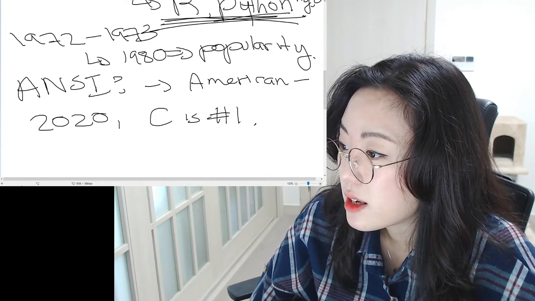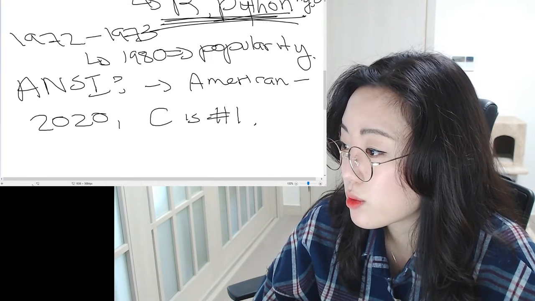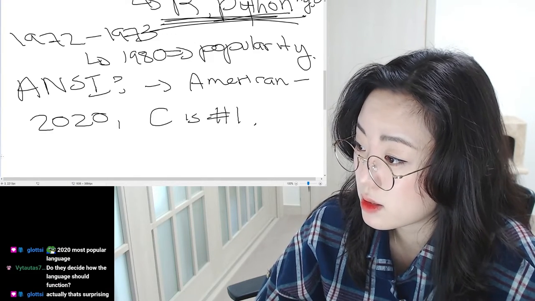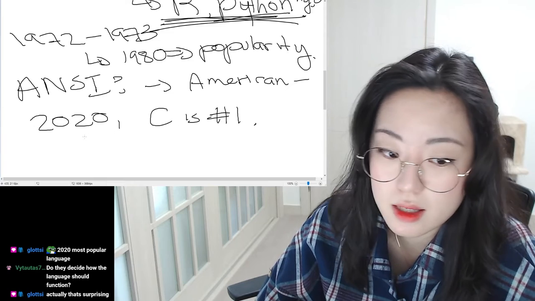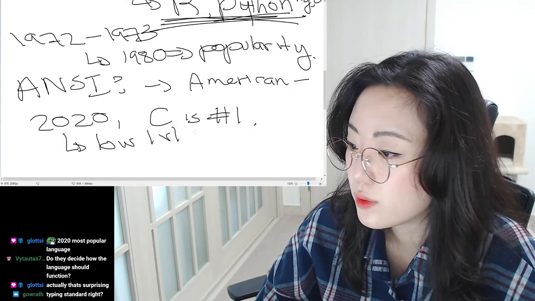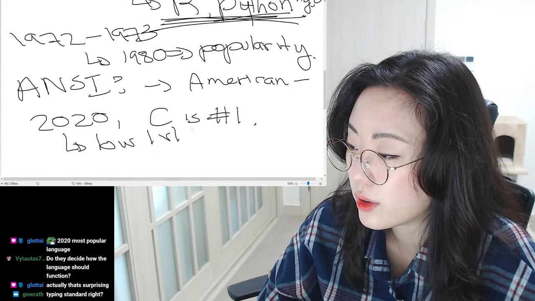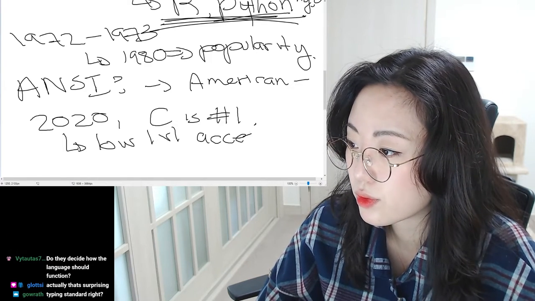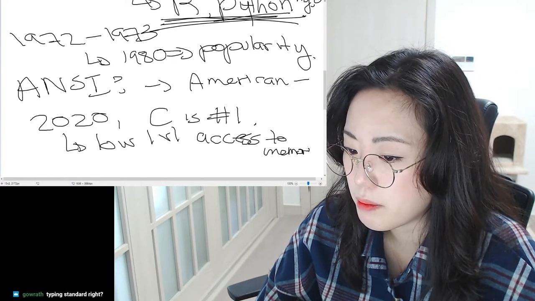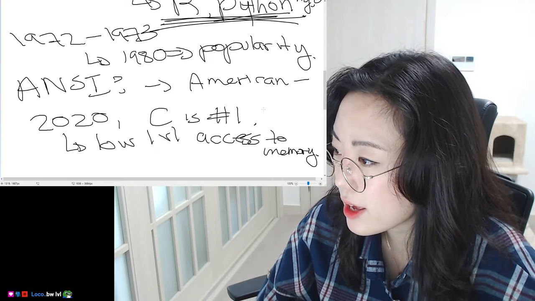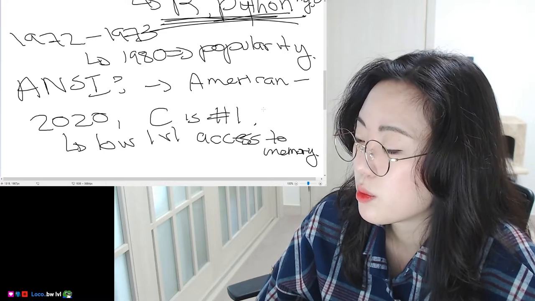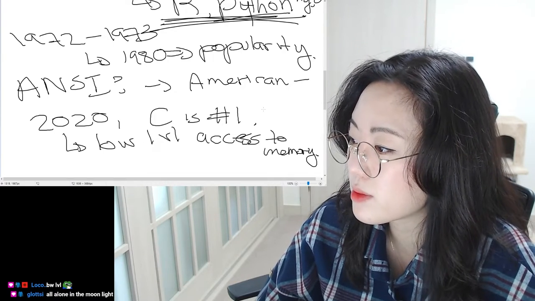C is an imperative procedural language. It was designed to be compiled to provide low-level access to memory. It gives low-level access to memory and language constructs that map efficiently to machine instructions with minimal runtime support.